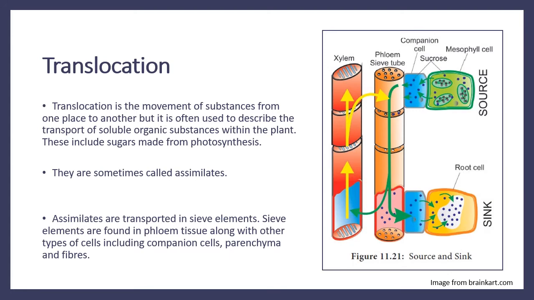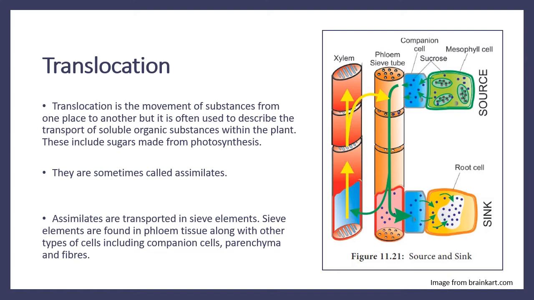When we speak about transport in the phloem, the word translocation is often used. Translocation is simply the movement of substances from one place to another, but it is used to refer to the movement of soluble organic substances, like sugars made from photosynthesis in the plant. I often tell students that another word for translocation is simply transportation. These molecules, like sucrose made from photosynthesis, are called assimilates. You will come across the word assimilates quite a lot when you study this chapter.